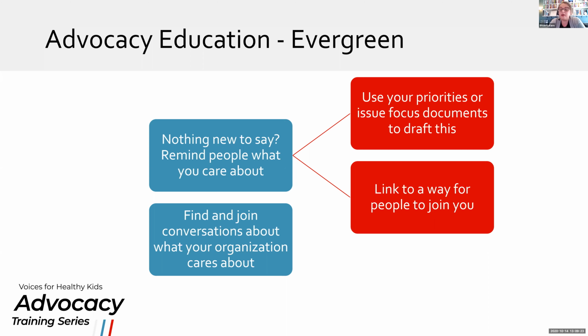So most of the time, your organization has something to say about something. But in those moments when you don't, you want to try and slip some extra education into the mix. So if you have nothing new to say, you can remind people what it is that you care about. This can be really easily done if your organization is regularly prioritizing issues or building lists of issue-focused documents that you're working on. What you can do is just create these one-line messages from each of your priorities or issue areas that explains why you care about that thing. And then it's as easy as dropping it into a Word document or a spreadsheet that you can pull from in the future to post when things are slow.